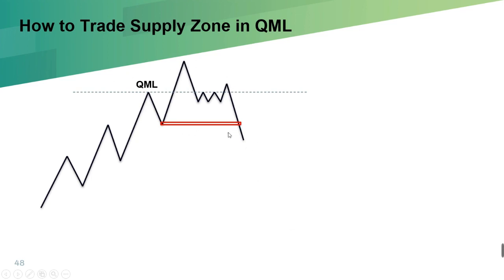So what happens is that we're going to determine our decision point, which I'm going to explain further in, I think, a few more chapters. And this is our supply zone.